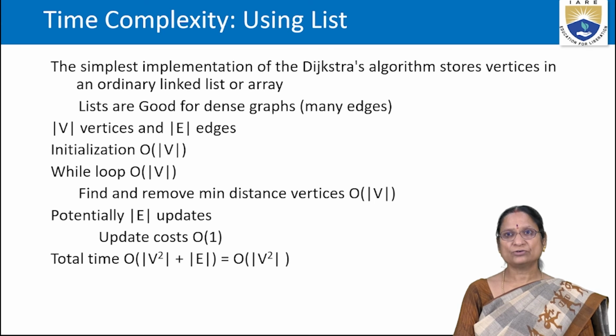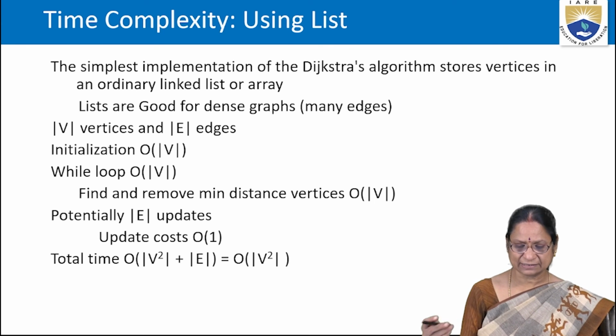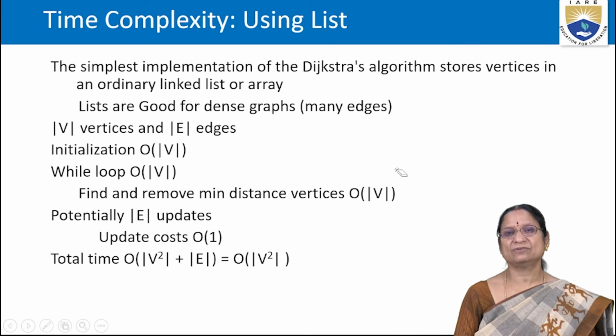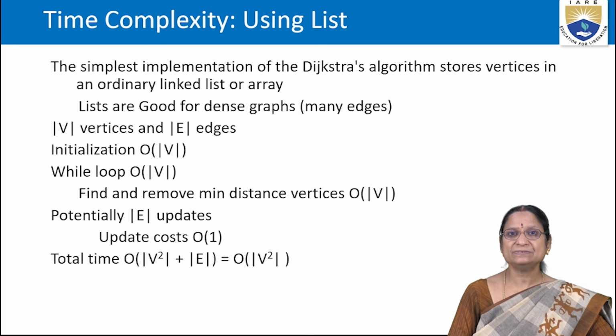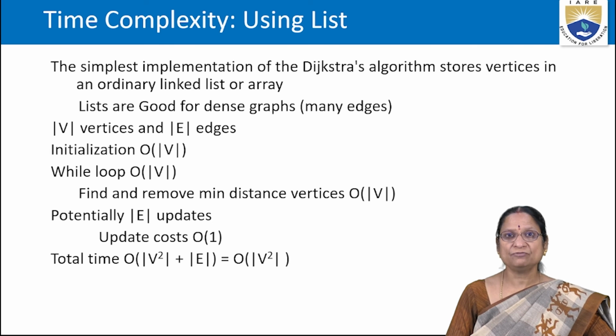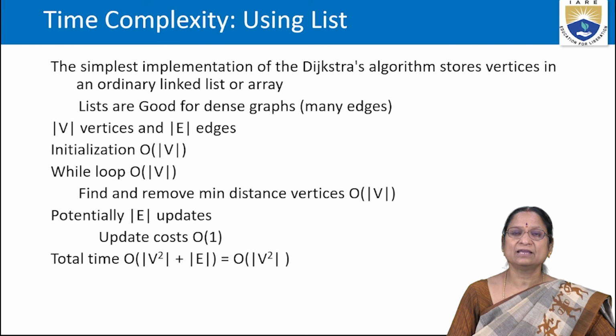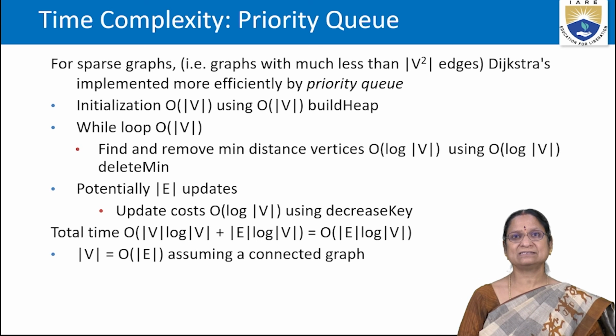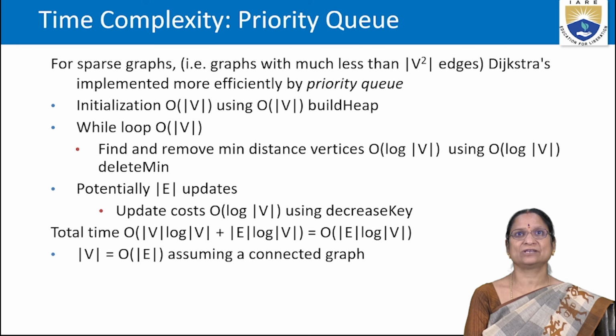square. So you observe the outer loop is v and the inner loop is also v. That is why, if the representation is in the form of a list and the minimum is found using the normal min function, which is order of v only, the time complexity of Dijkstra's algorithm is quadratic.